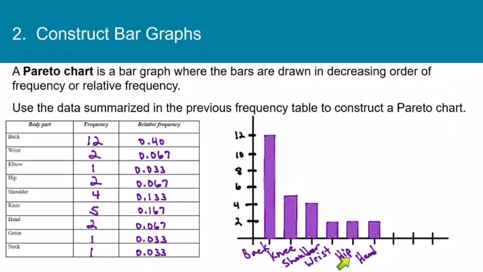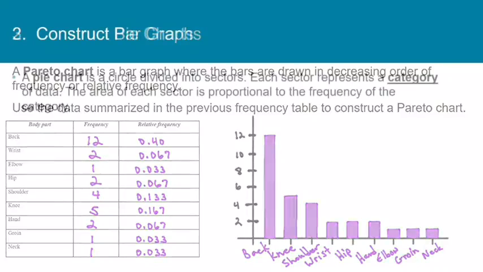And the order here doesn't really matter. You could put these in any order because they're all the same height. And then the last 3 are elbow, groin, and neck. And those are all 1 unit tall. So notice that our Pareto chart goes from tallest bar to smallest bar. And that's the only difference between a Pareto chart and a regular bar graph.